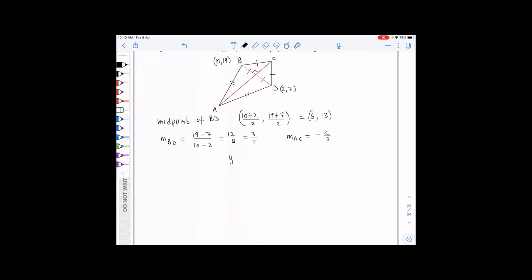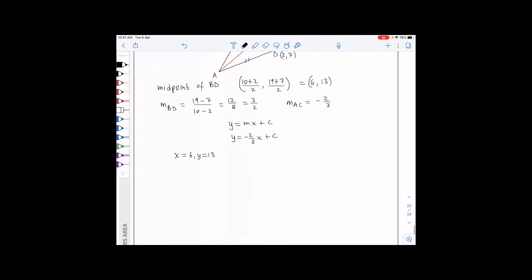So we were after the equation of a straight line, say y equals mx plus c. What we know about this straight line is that m is minus 2/3, so y is minus 2/3 x plus c. And we also know that when x is 6, y is 13. That will enable us to find c. So 13 is minus 2/3 of 6 plus c. So 13 is minus 4 plus c, leading to 17 being c. So the equation is y is minus 2/3 x plus 17.